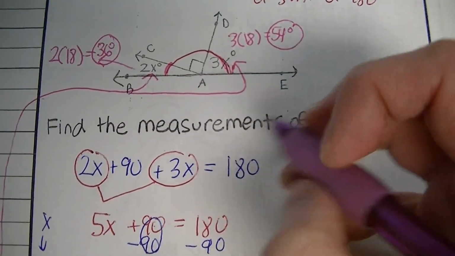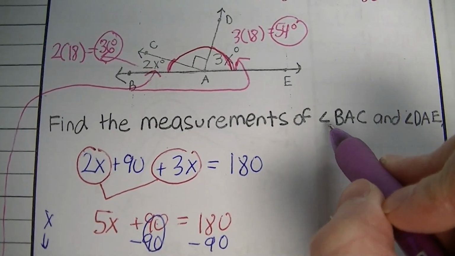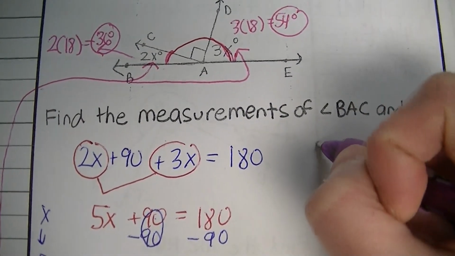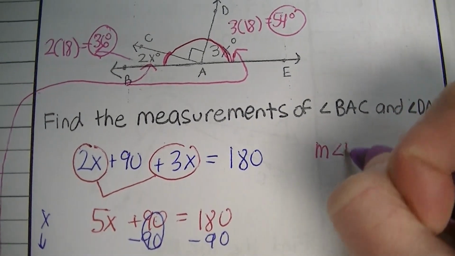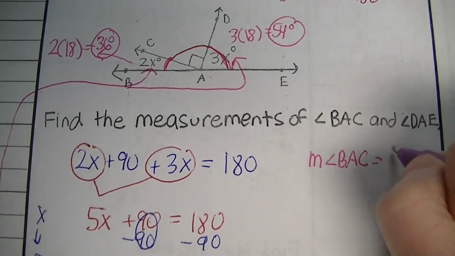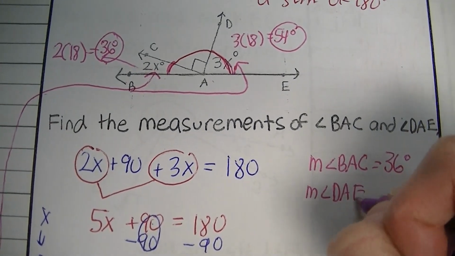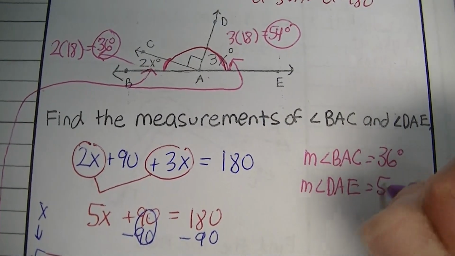Okay, just to be completely obvious for the person that's scoring this, let's go ahead and list the measurement of BAC. And BAC is 36 degrees. And then the measurement of angle DAE is 54 degrees.